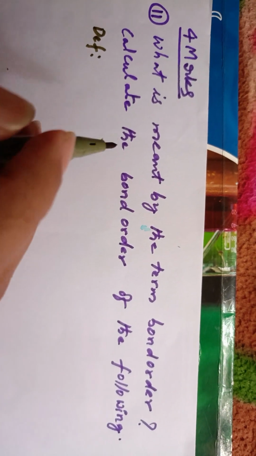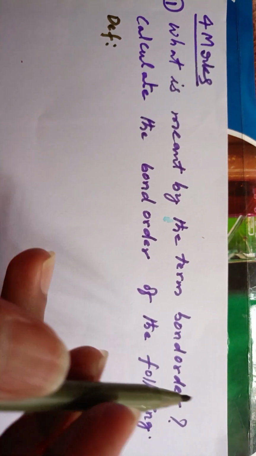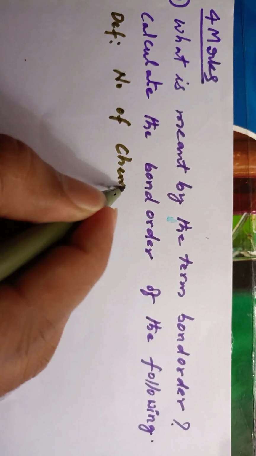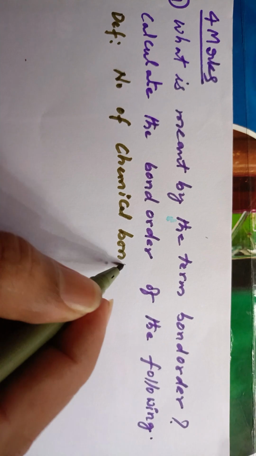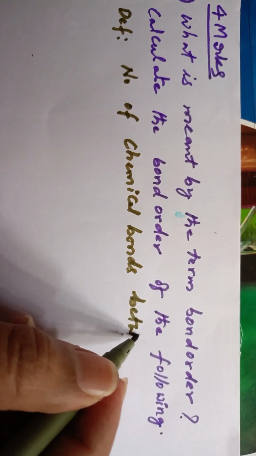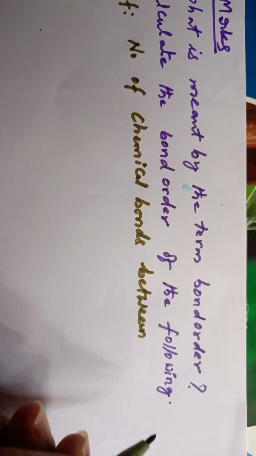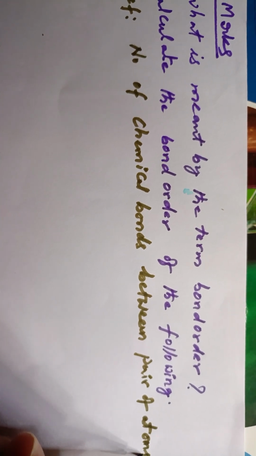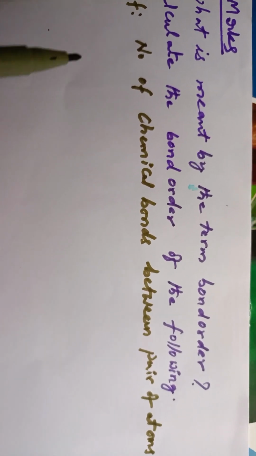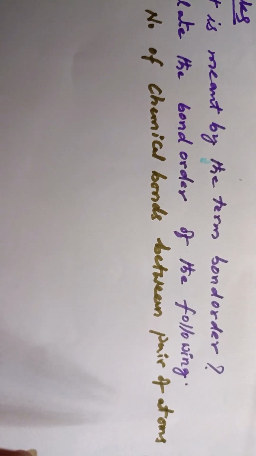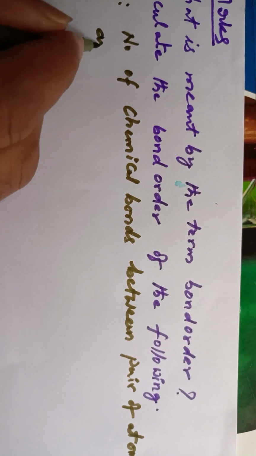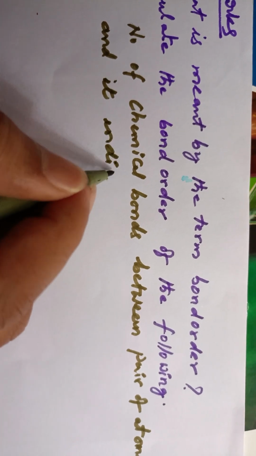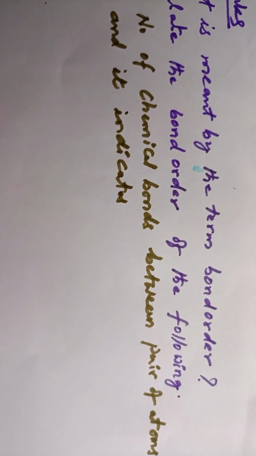Definition: simply, bond order means number of chemical bonds between pair of atoms. That means the bond between two atoms. Simply, number of chemical bonds between pair of atoms, and it indicates stability of molecule.